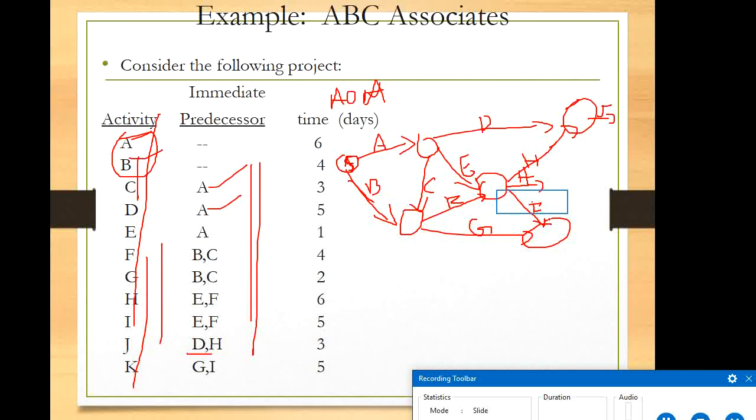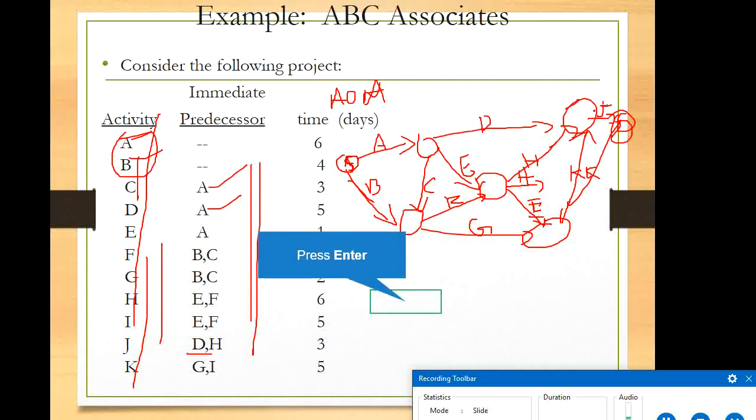Sorry, this is I. I and G can take here to get K. Sorry, not here. G and I will make K. Then this is the end point. J and K are for the final connectivity. So you can see a clear picture in the next slide.